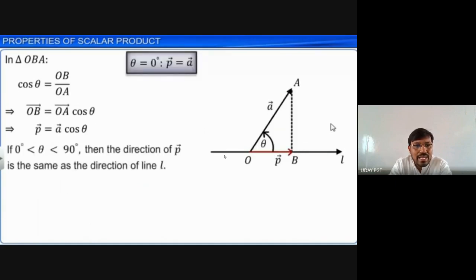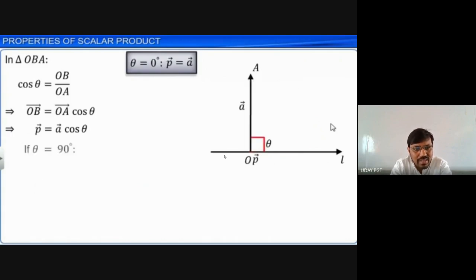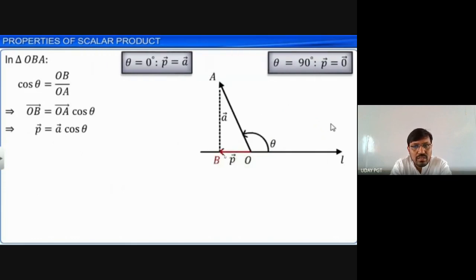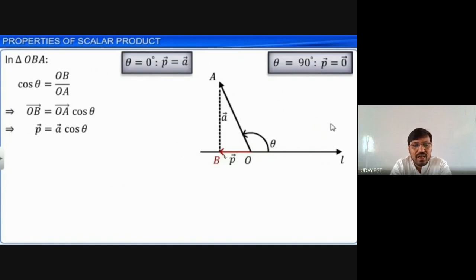And if the angle is less than 90 degrees, then the direction of the P vector is the same as the direction of the line L. If the angle between the two vectors is equal to 90 degrees, then P vector will be equal to the 0 vector, the null vector. And if it is more than 90 degrees and less than 180 degrees, then the direction of the P vector is opposite to the direction of the line L.